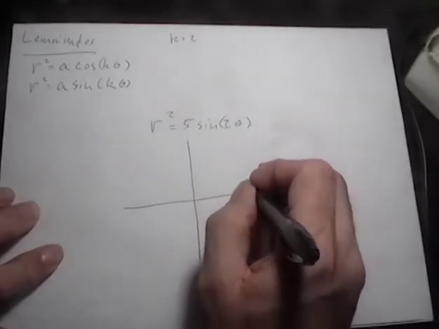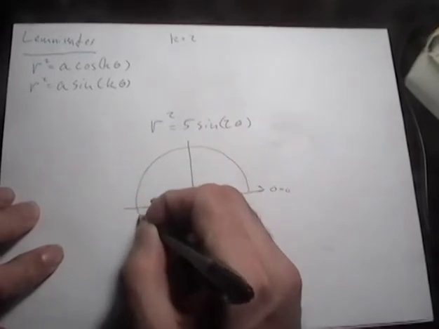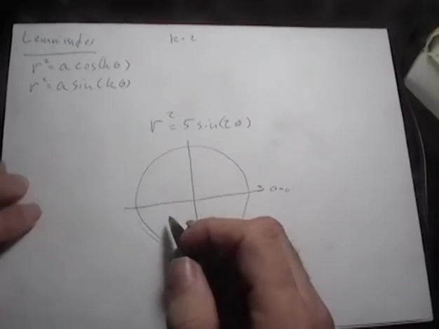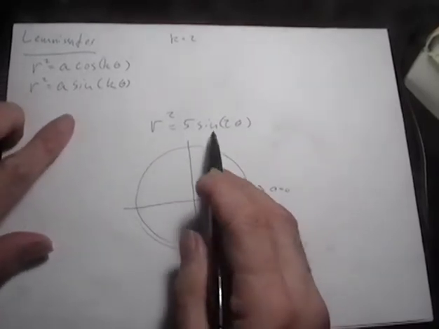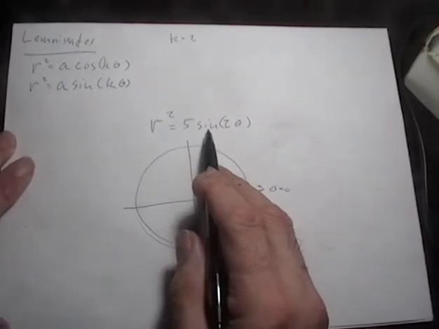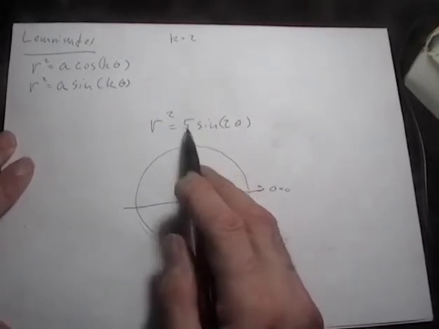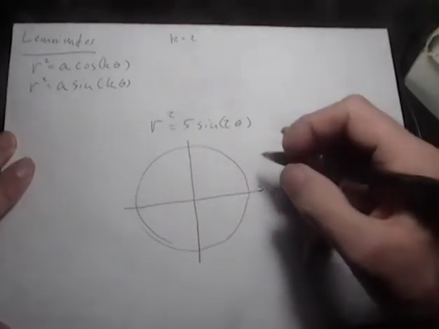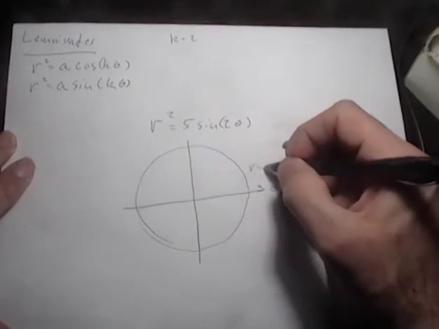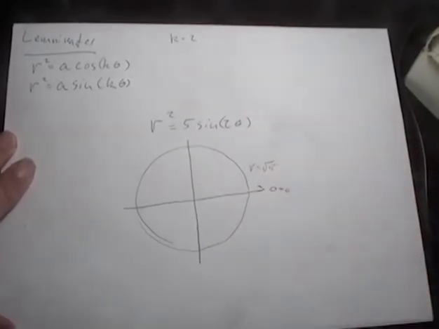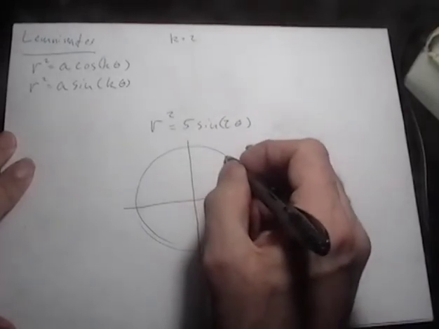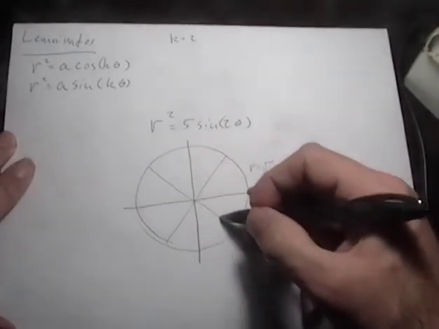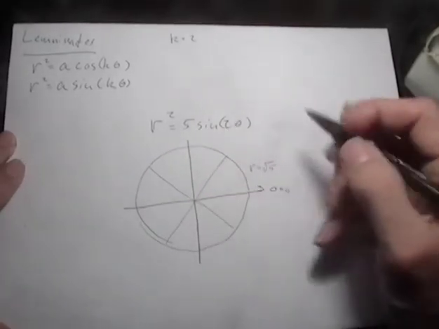I'm going to start by drawing a bounding circle, a circle showing the outer limits. Now remember that in this case sine can be anywhere between 1 and -1. So the largest that this side can be is 5. Now if r squared is 5, that means that the extent of this circle is going to be r equals the square root of 5. Just as with the rose curve, I'm going to cut each quadrant into 2 pieces.